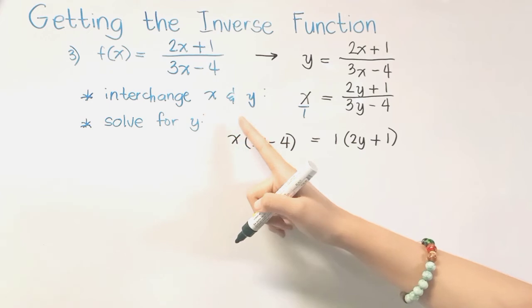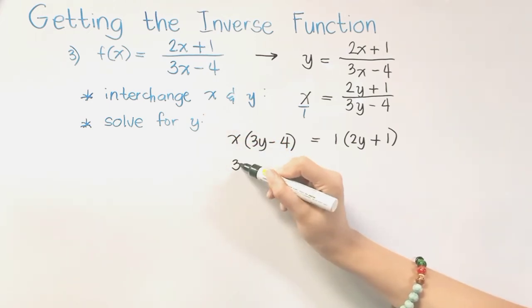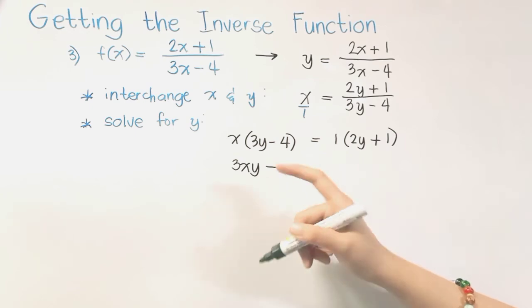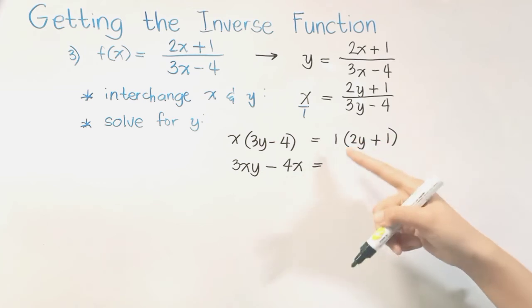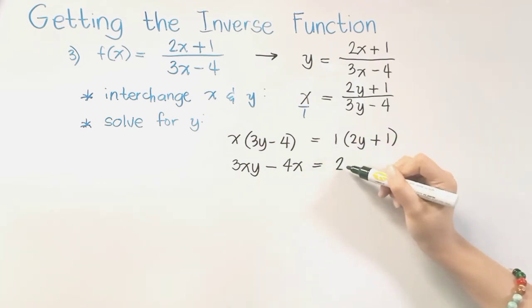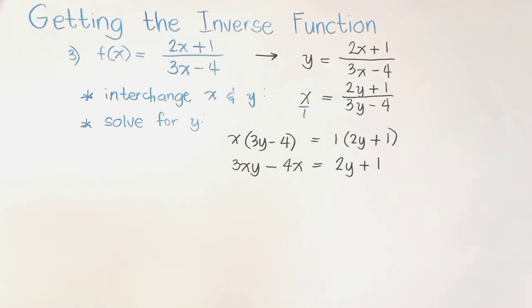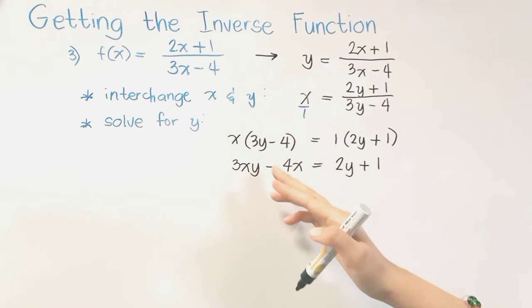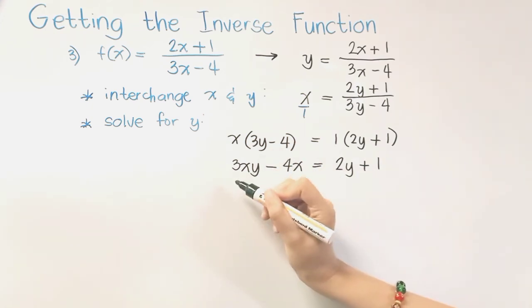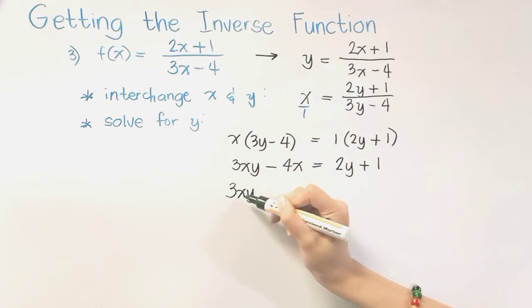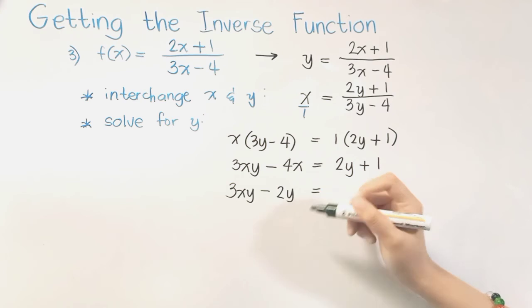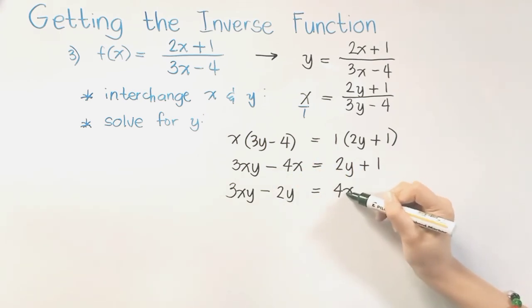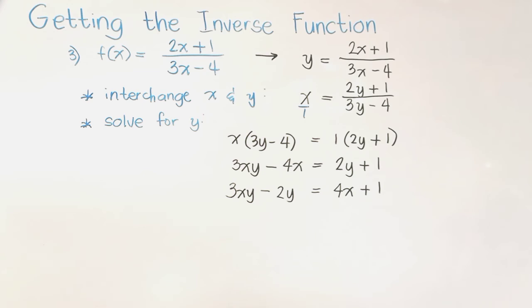By distributive property, we will be distributing x to each of our terms here. So that's 3xy, and then 4 times x is 4x, is equal to, multiplying something by 1 will result to the same number, so we have 2y plus 1. Now we have to place all of the terms with the variable y on one side, so let's have it in the left side. So that's 3xy, and then from positive 2y it will become negative 2y, is equal to, our negative 4x will become positive 4x, and then copy plus 1.